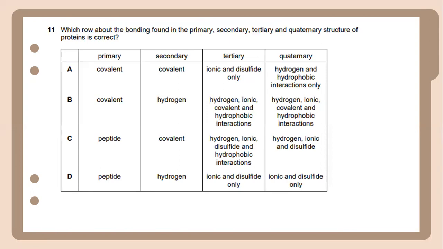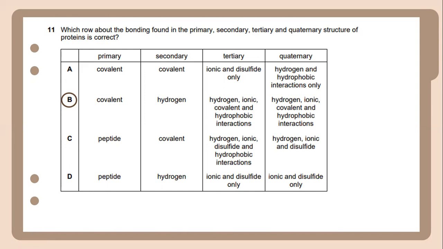Which row about the bonds found in the primary, secondary, tertiary, and quaternary structures of protein is correct? The answer will be: primary is covalent, secondary is hydrogen, tertiary and quaternary are hydrogen, ionic, covalent, and hydrophobic interaction.